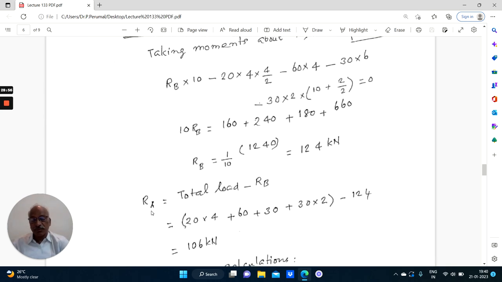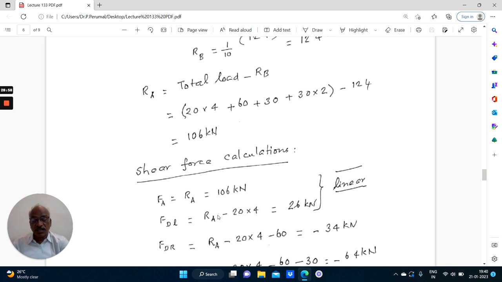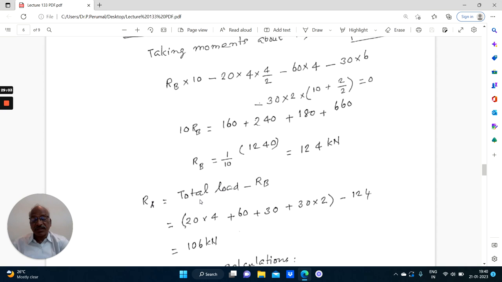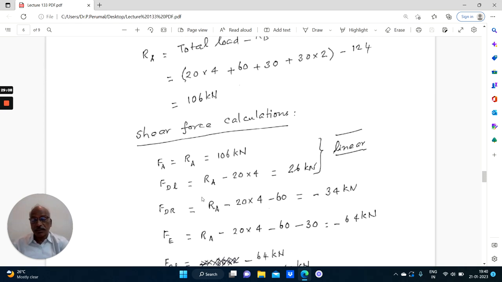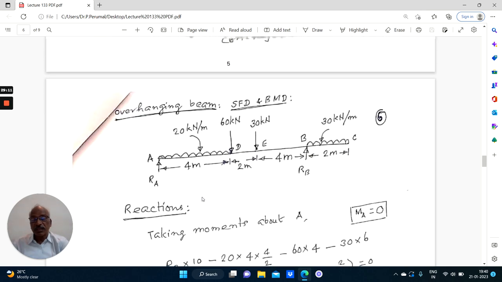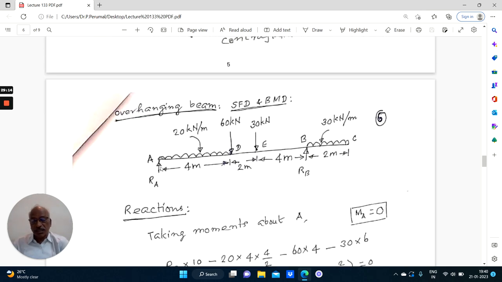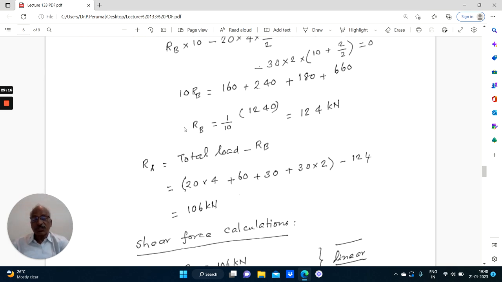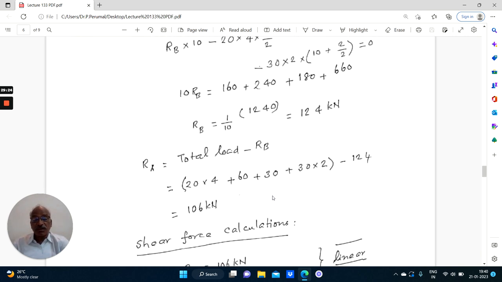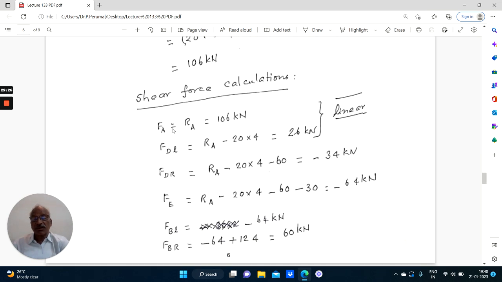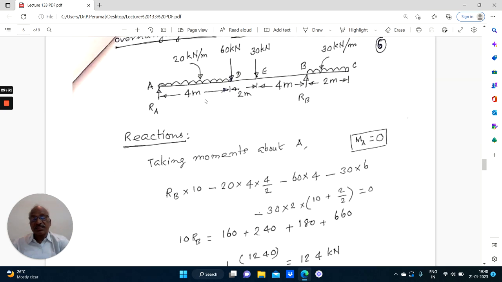Right. Now, shear force calculations. Now, I will not go from the basic equation, because we know between the point loads, here in the shear force diagram, the shear force at the support A equal to RA itself. FA equal to RA equal to 106. And here there is a point load.